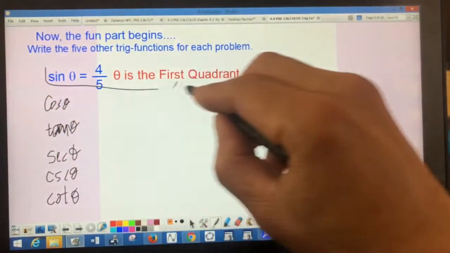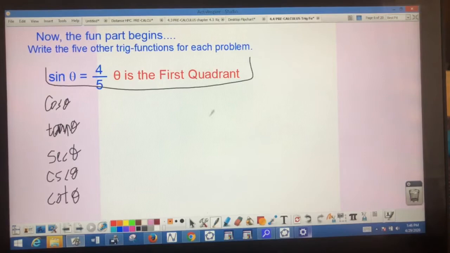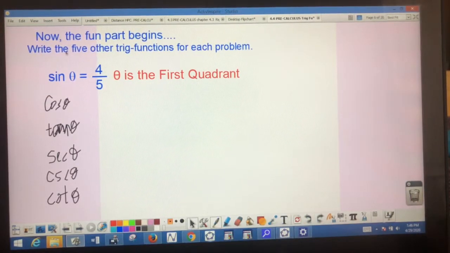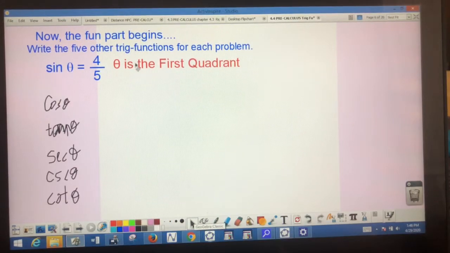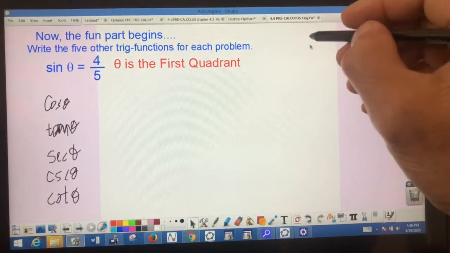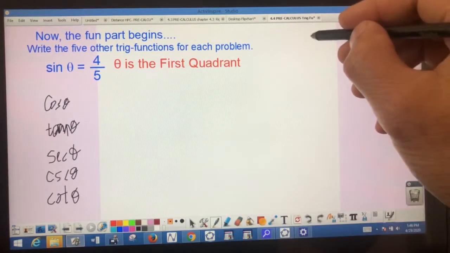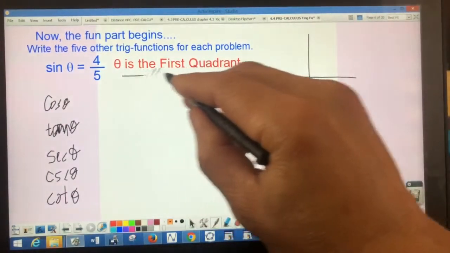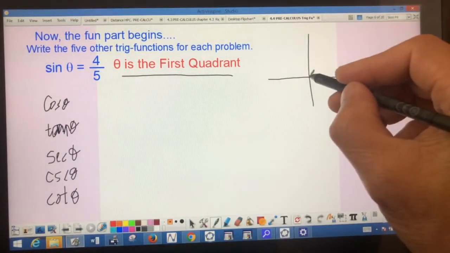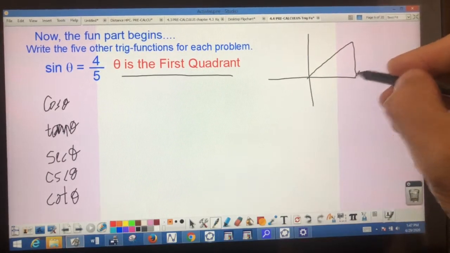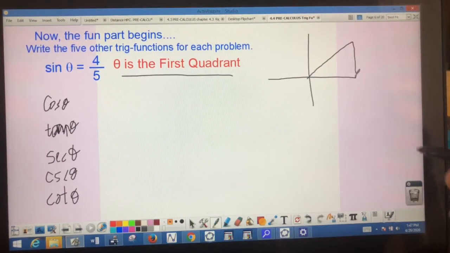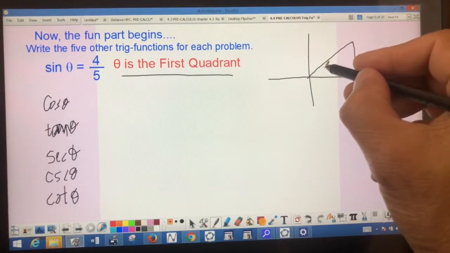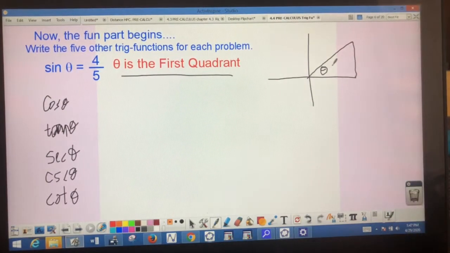Now this condition here has everything on that line. The question has its own meaning. You just have to figure out what's going on. The theta is in the first quadrant, so the best way to do this problem, for me, is to draw your quadrant and follow it by saying it's in the first quadrant. So just draw a line out like that, like a right triangle in the first quadrant. Put your theta in there.